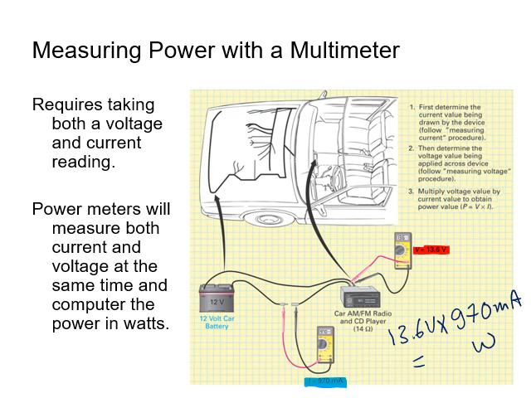Maybe we might as well do it. So if you grab your calculator, 13.6 times 0.970 is going to get you 13.2 watts. Okay?